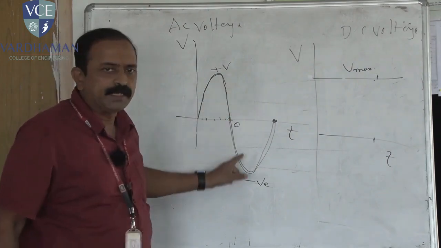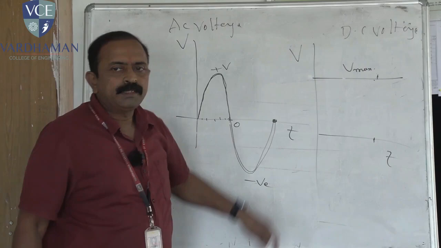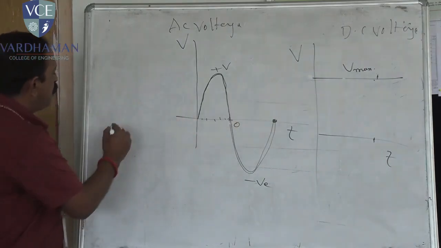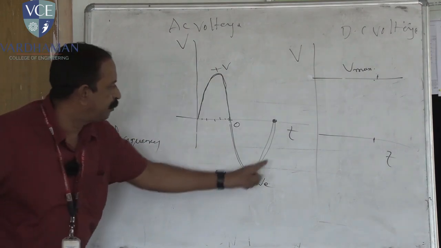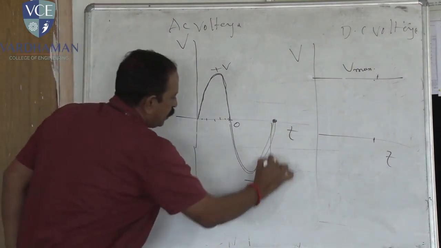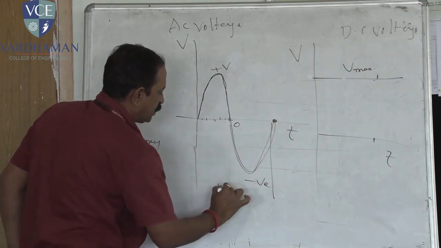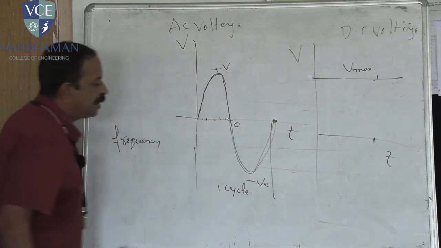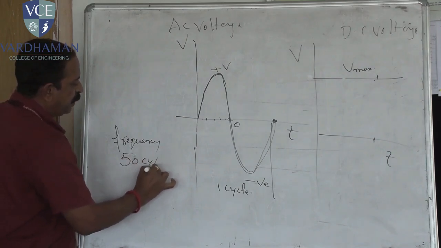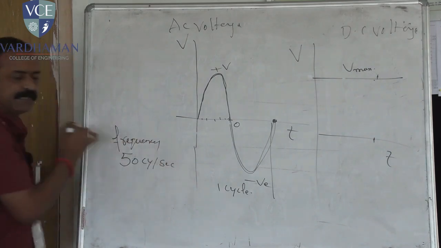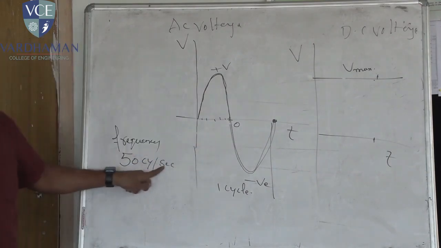Already explained you the reason. In AC it may come to zero at any instant of time, but in DC there are no zeros. Now frequency exists in AC only because cycles are there. The entire part of this cycle, starting from 0 to maximum, minimum and 0, is called one cycle. Like that, in AC voltage the Indian standard frequency is 50 cycles per second. This is called frequency. 50 cycles it can produce in 1 second of time.